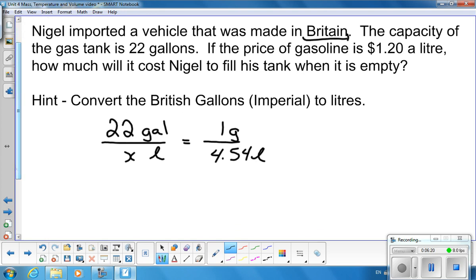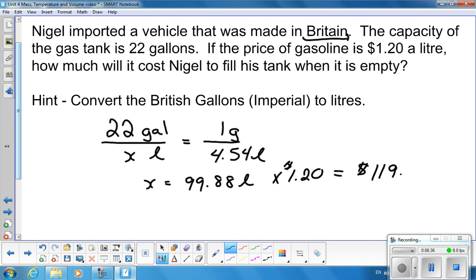Cross multiplying, I end up with 99.88 liters, which is how much this gas tank will hold. If the cost is $1.20 per liter, I can multiply by $1.20, and I end up with the total price of $119.86 to fill his car.